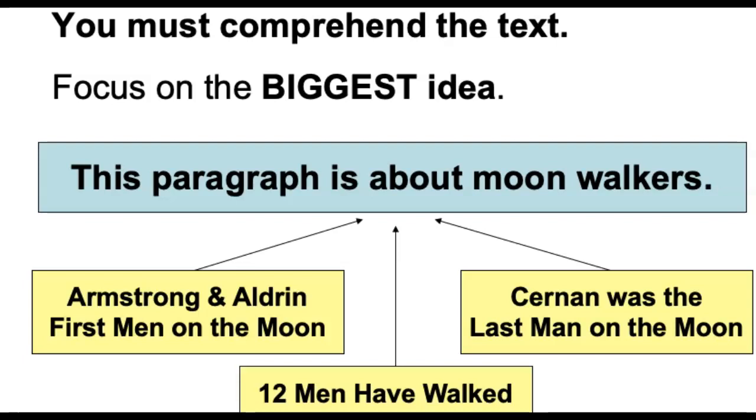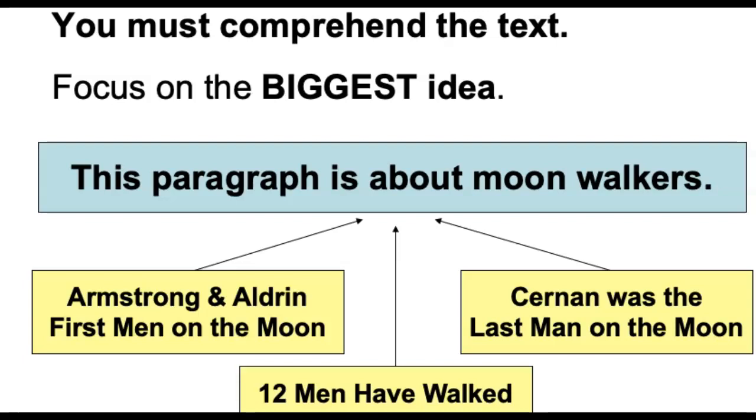Let's check it out. If we're going to understand the main idea, you have to comprehend the text. So in other words, you have to understand what it was that you just read. Focus on the biggest idea. So we know the paragraph is about moonwalkers, right? I always want to say White Walkers there. We are not watching Game of Thrones. Okay, this paragraph is about moonwalkers.